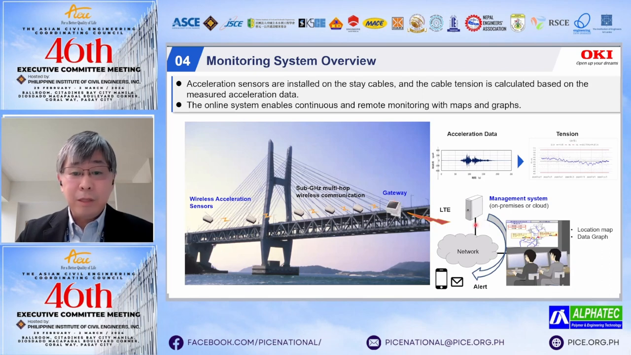The management system, which can be configured for either on-premises or cloud operation, estimates tension from the natural frequency transmitted by the sensor. Moreover, the system enables administrators to view sensor positions and monitor tension trends through map and graphical representation. Additionally, it can transmit alerts in the event of irregularity.